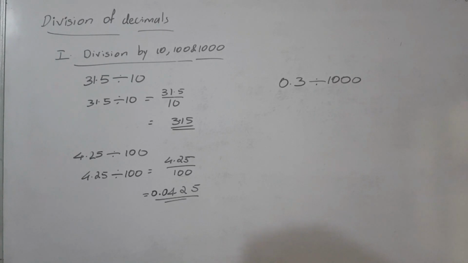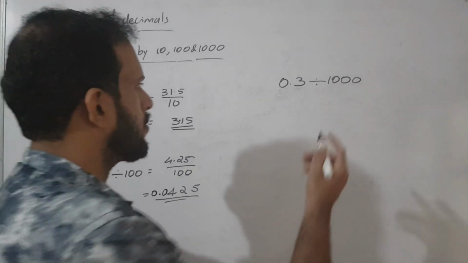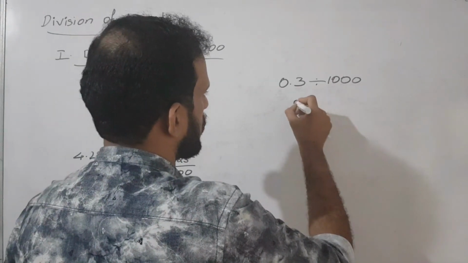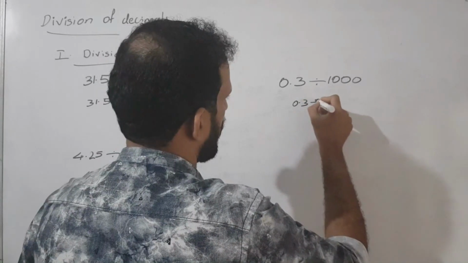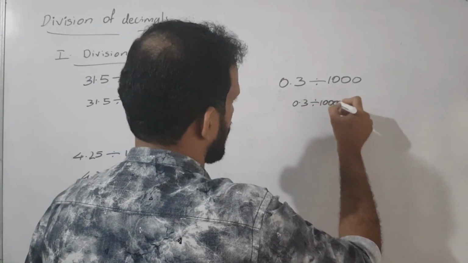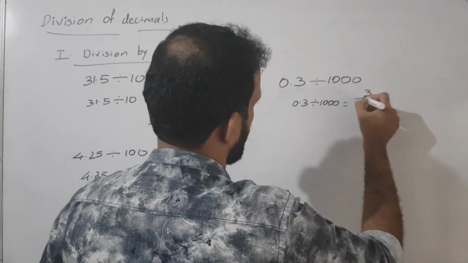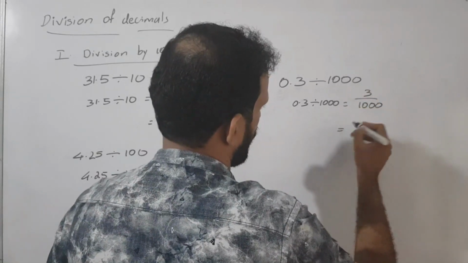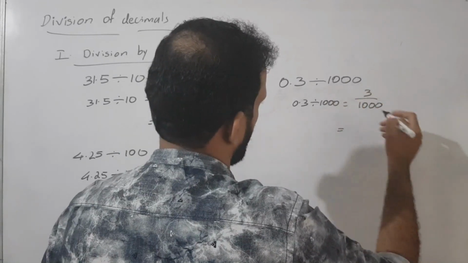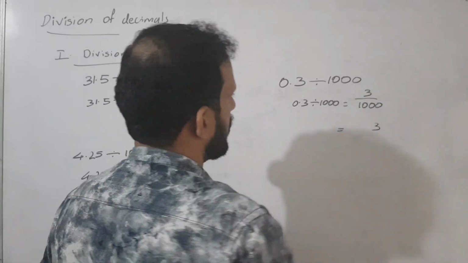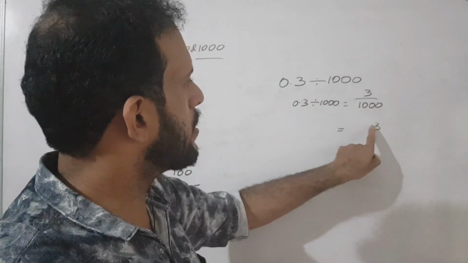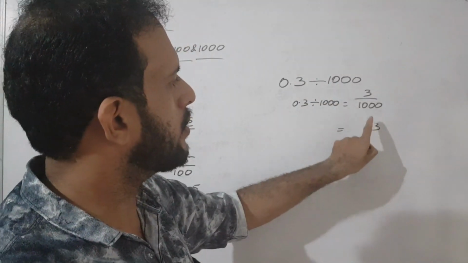0.0425. That is the answer of 4.25 divided by 100. Clear? So the next example. 0.3 divided by 10,000. First we write 3. Now the decimal point is in front of 3. How many steps need to move forward?